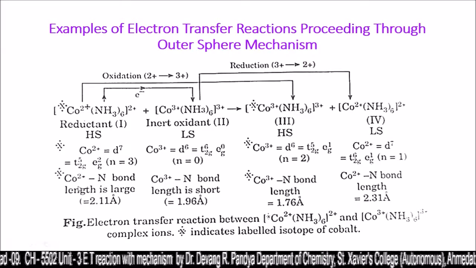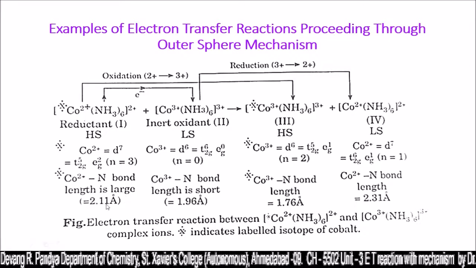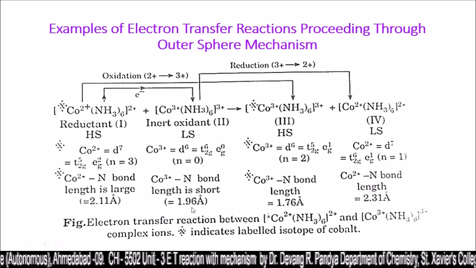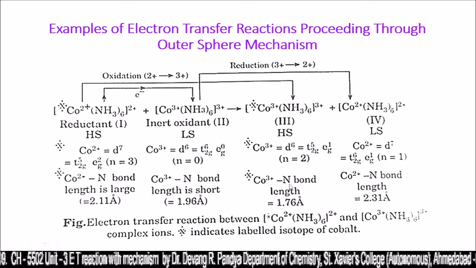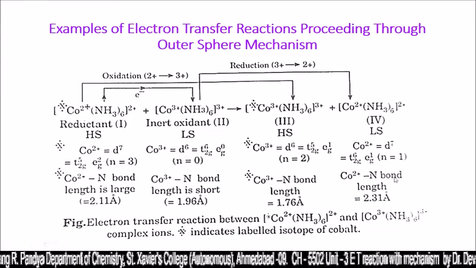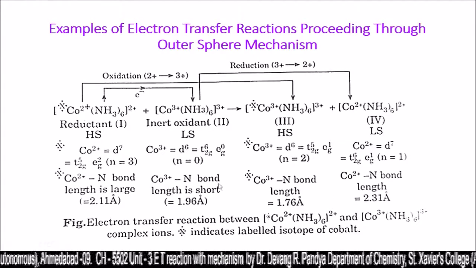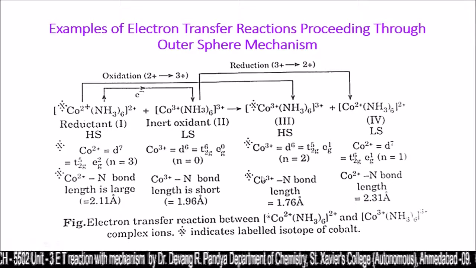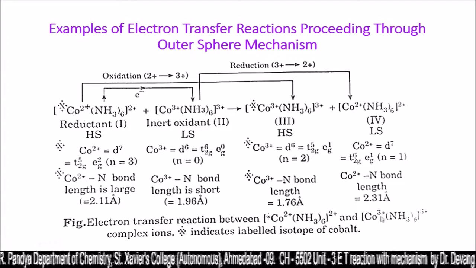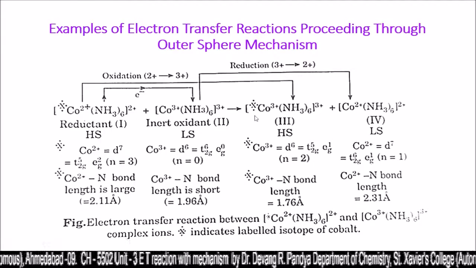And the bond length between cobalt and nitrogen is concerned in this case. Here the length is large, that is 2.11 angstrom. Here, as the oxidation state increases, the bond length decreases to 1.96 angstrom. Here also the length decreases to 1.76 angstrom, and here it is 2.31 angstrom. And when this loses the energy, they will try to find out this one and maintain the law of conservation of energy. This is electron transfer between hexaammine cobalt +2 and hexaammine cobalt +3 complex ions, and that we have indicated with the star.